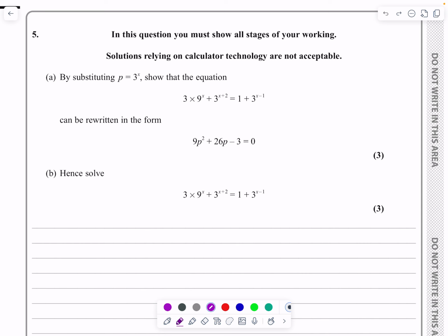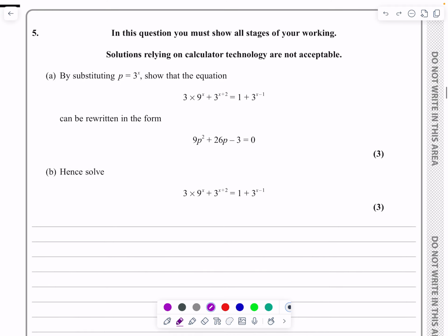Let's read it through. It says, by substituting p equals 3 to the x here, can we show that this equation can be rewritten as that equation there? Yep, we can certainly try and do that. Let's make a start then.